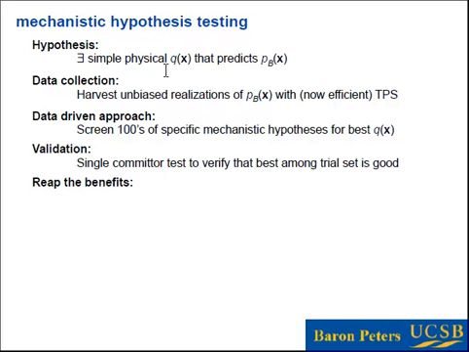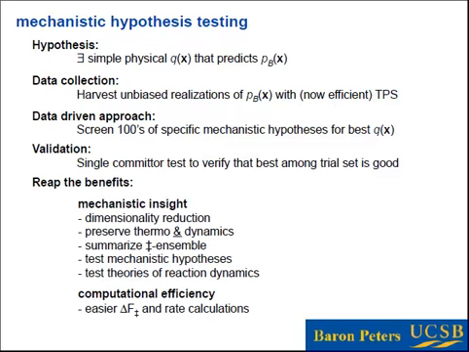So then the idea of going through and identifying one of these coordinates is that we first have to collect some data that's not tied to any specific coordinate. We want some unbiased data that we're going to generate using transition path sampling. And then what we're going to do is screen hundreds of mechanistic hypotheses for what could be a good reaction coordinate, and identify among those hypotheses the one that best explains the unbiased data that we got. In the final stage, we're going to validate whether our coordinate is correct by using this committer test, the efficient version of the committer test, that is. And then we'll reap the benefits and do all the things that I promised at the beginning of the talk: reduce dimensionality, preserve thermodynamics, summarize the transition states, etc.